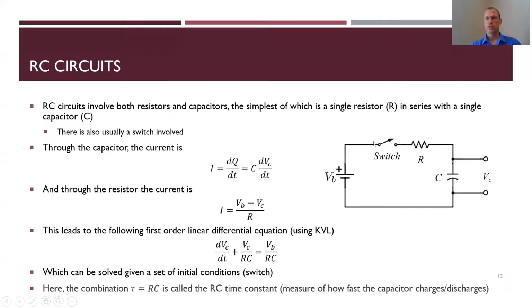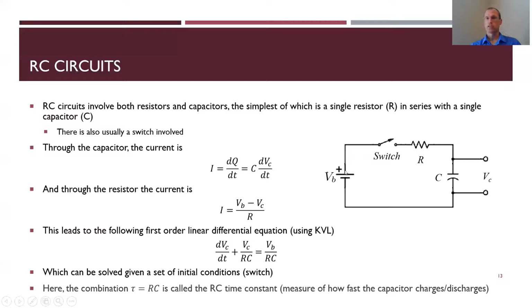Generally, I also have a switch in here, just because you want the circuit turning on and off. And then you have some sort of output voltage. This is equivalent to the capacitor voltage because they're in parallel. So again, just like we did before, for the capacitor, we have some current, which is the charge over time, and that's capacitance times the derivative of voltage with respect to time, and this is specifically the capacitor voltage.